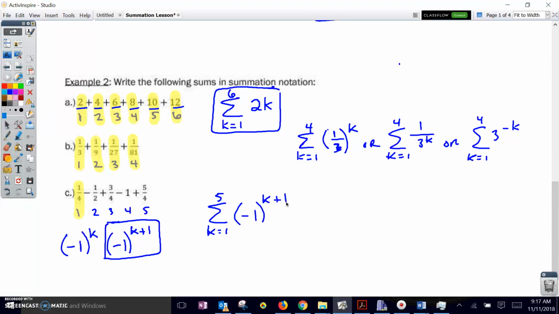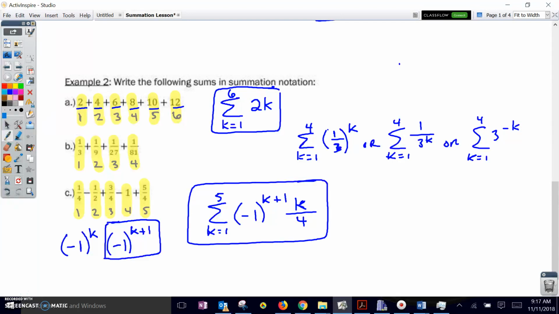And now that takes care of the plus and minus signs. Now if we look at these, all we're doing to get each successive term is taking k divided by 4, or 1/4 k. And this would be a good way to write this sum in summation notation.